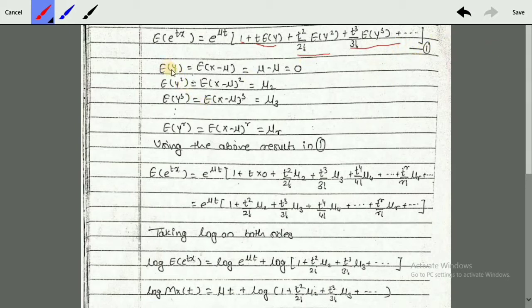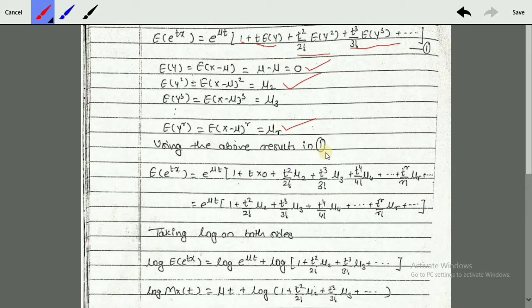Here expectation of Y is equal to expectation of X minus mu. What we have assumed, that is Y is equal to X minus mu, we are just taking the expectation on both sides. So mu minus mu is equal to 0. And then expectation of Y square. Expectation of Y square is expectation of (X minus mu) square, so it is variance. We know that this is the formula for variance. Expectation of Y cube, expectation of (X minus mu) cube, is equal to mu 3. In the same fashion, we get expectation of Y raised to r is mu r.